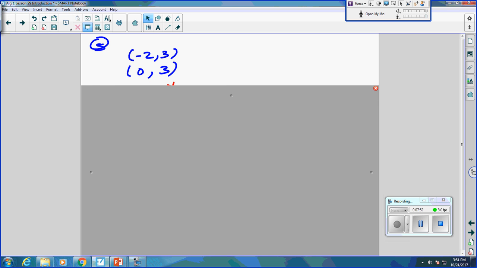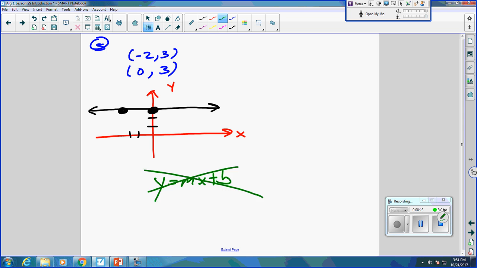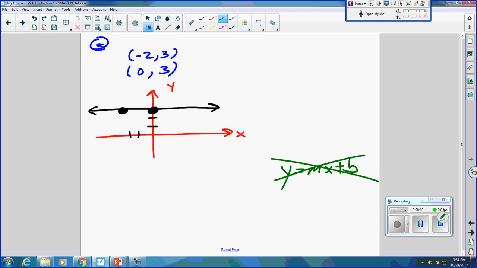All right, last problem on this worksheet. I have points (-2, 3) and (0, 3). And again, as you practice more, you'll notice right away that this has an odd situation. You notice both y values are the same, and when both y values are the same, you end up with a horizontal line. So we do not do this. That is only for diagonal lines. This is a special case.